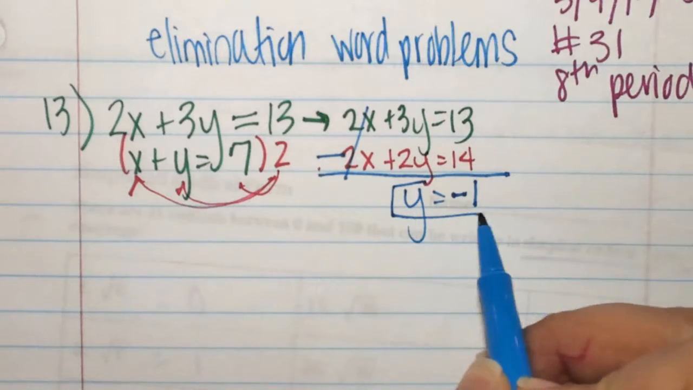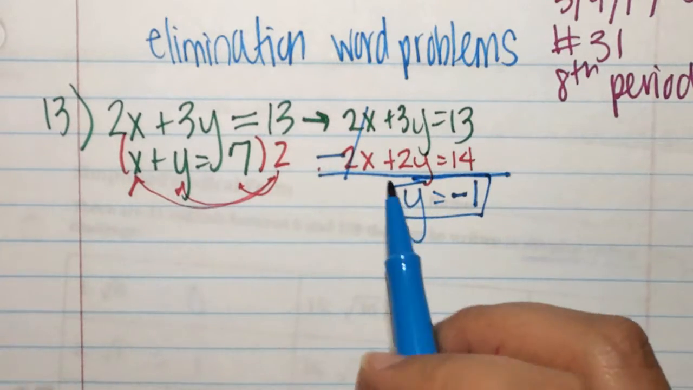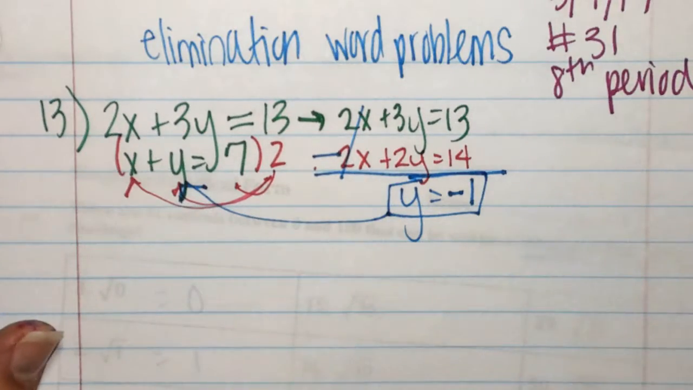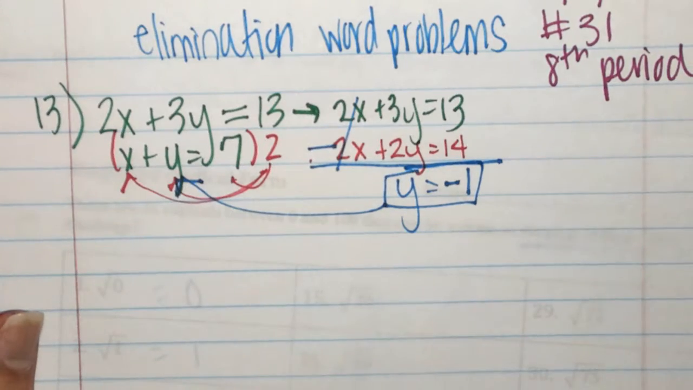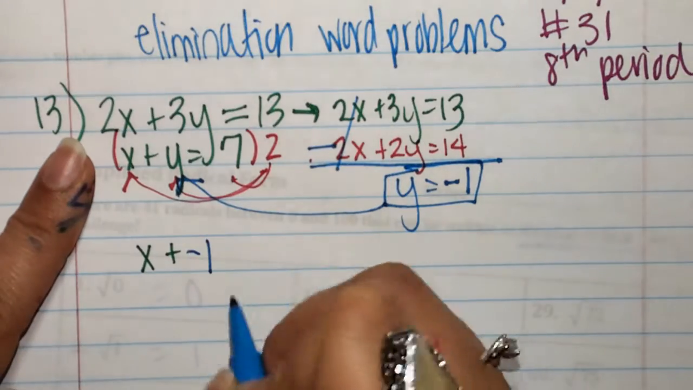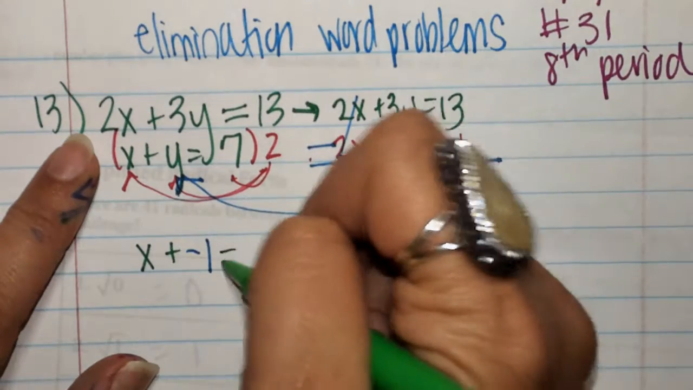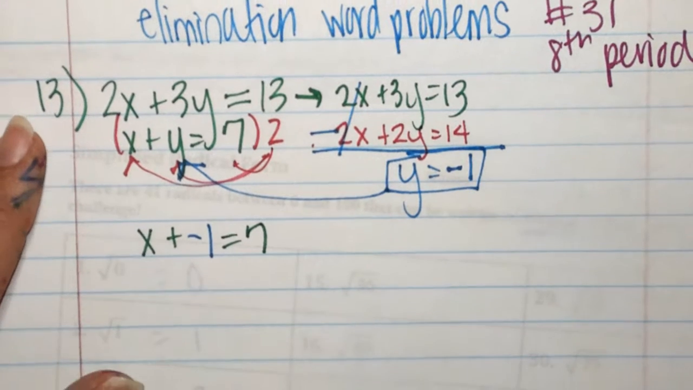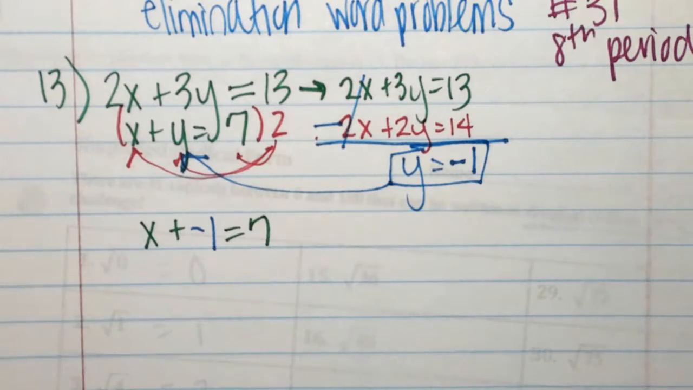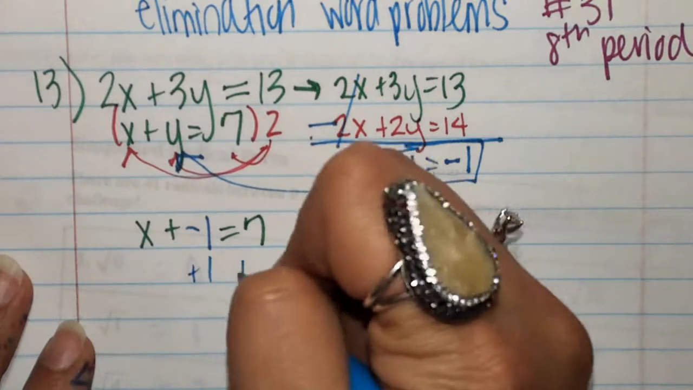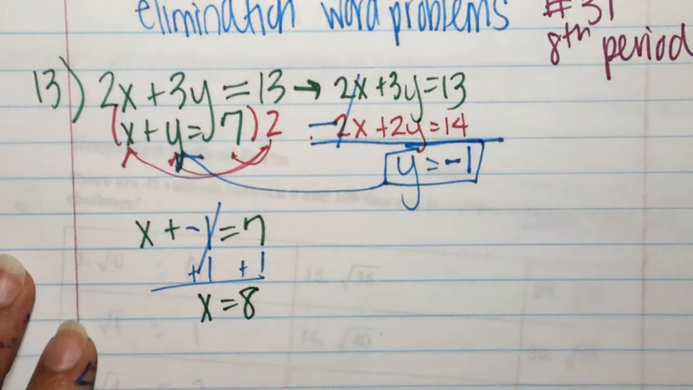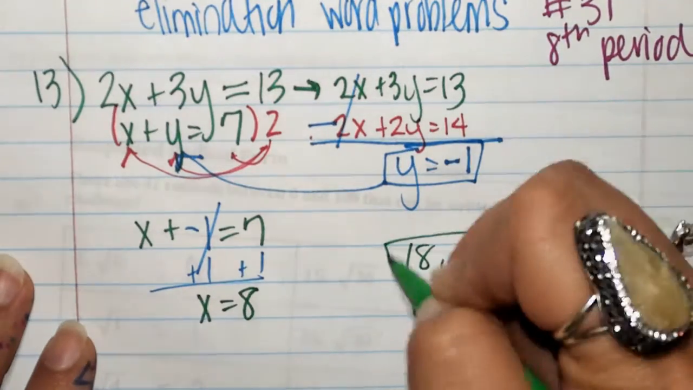Now, I like that we have so many options to plug this into, because I want to plug it in over here. It's just x and y by themselves. I'm going to take this and I'm going to put it right here. And I'm going to say x plus negative 1, and I should have written minus 1, right? Equals 7. How would I move this minus 1 over here? Add it. X equals 8. So my answer is 8, negative 1.